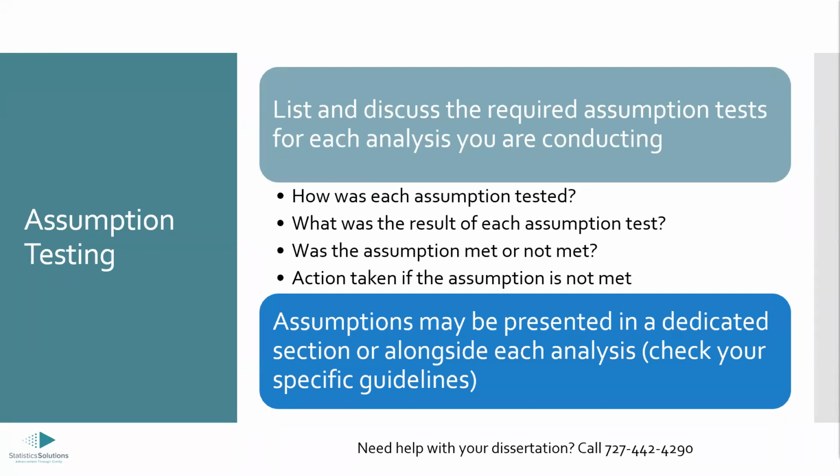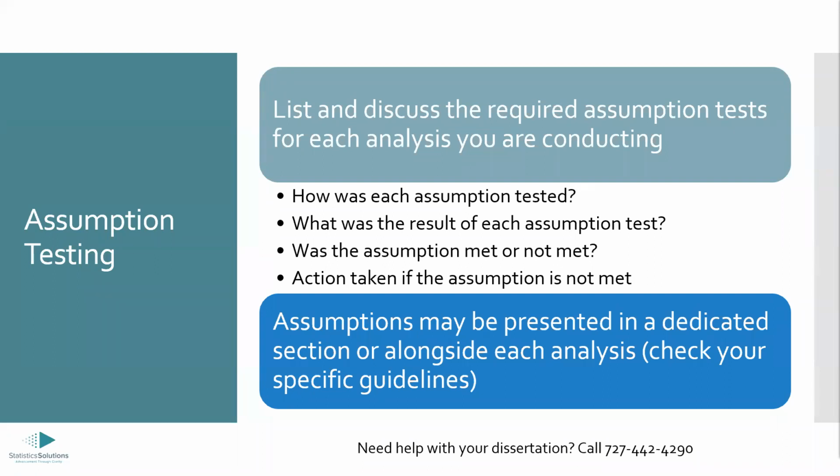And so for each analysis that you're doing, you want to list each assumptions test. You want to talk about how each assumption is tested. So for instance, with normality, are you using something like a Shapiro-Wilk test? Are you looking at skewness and kurtosis values? Are you looking at a graphical representation of normality, such as a histogram? Or are you using a combination of those methods? You want to state how you are testing that assumption.